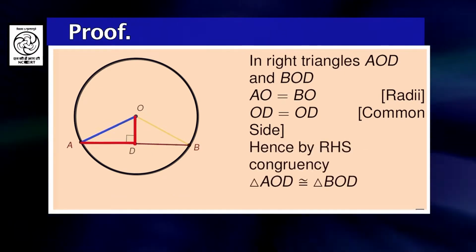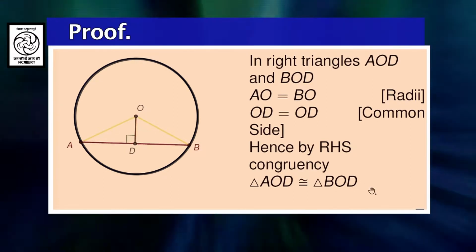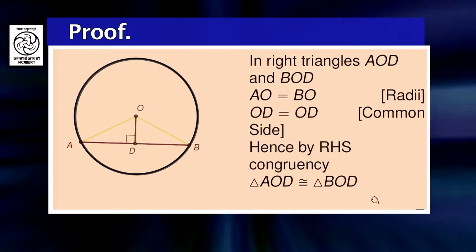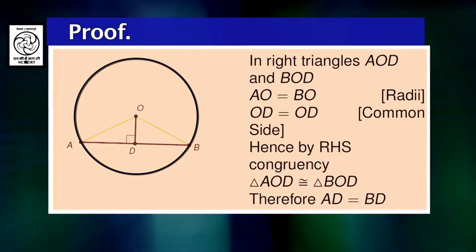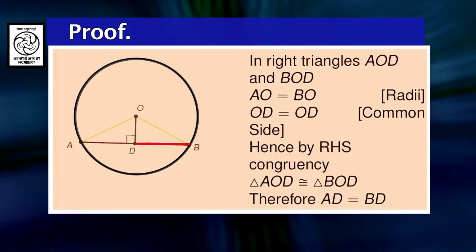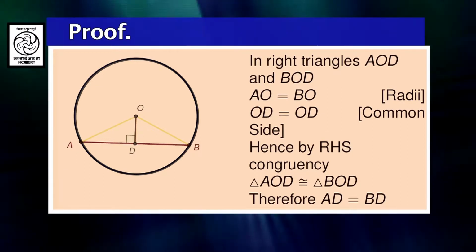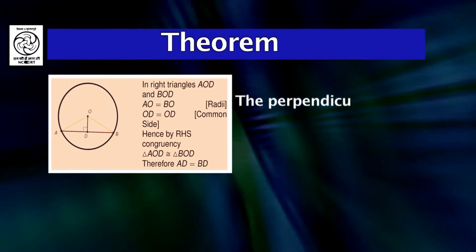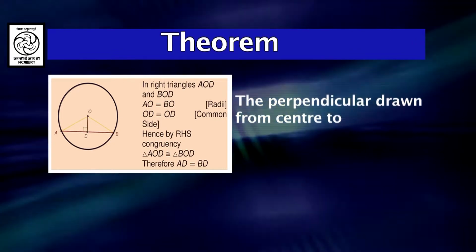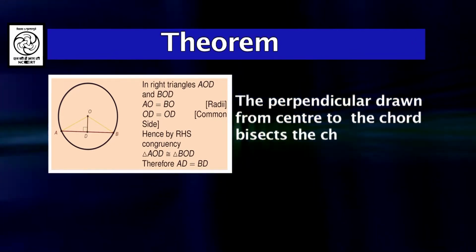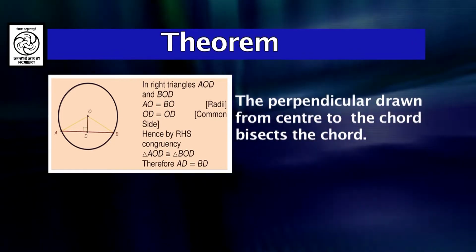So, we have triangle AOD congruent to triangle BOD. Therefore, we have AD equal to BD by CPCT. So, we have proved the theorem that a perpendicular drawn from the center to the chord bisects the chord. Now, what about the converse of this theorem? Does the line joining the midpoint of a chord to the center be perpendicular to the chord?